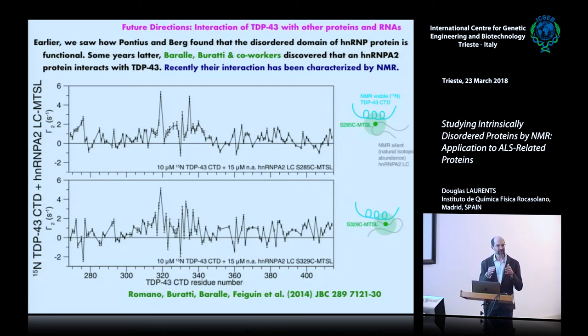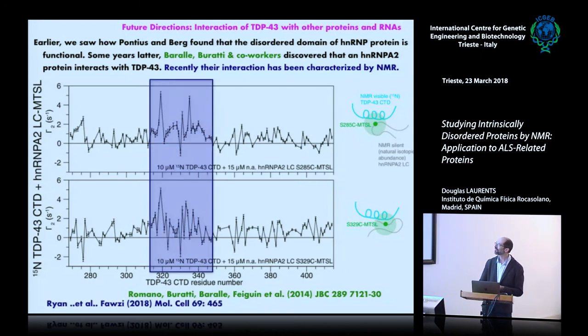So, we start out by seeing one segment of the disordered domain, then we've seen interactions in the whole C-terminal domain, and then we've found that another domain of TDP43 is important. And I think in the future, what will be important is to look at the interaction with other proteins. But you've already studied this here.